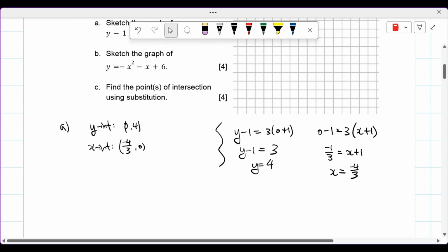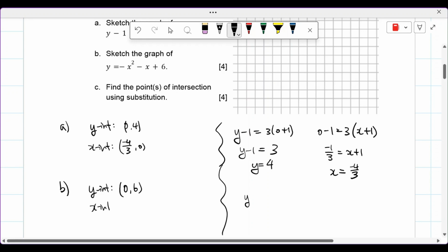Before we do the sketching part, I think we can also find some key features of the second part, so we know how to draw the axis. So the first thing I'm going to do, once again, is find the y-intercept. For b, we don't have to think about it too much. We put x equals 0, and you get 0, 6 for the y-intercept.